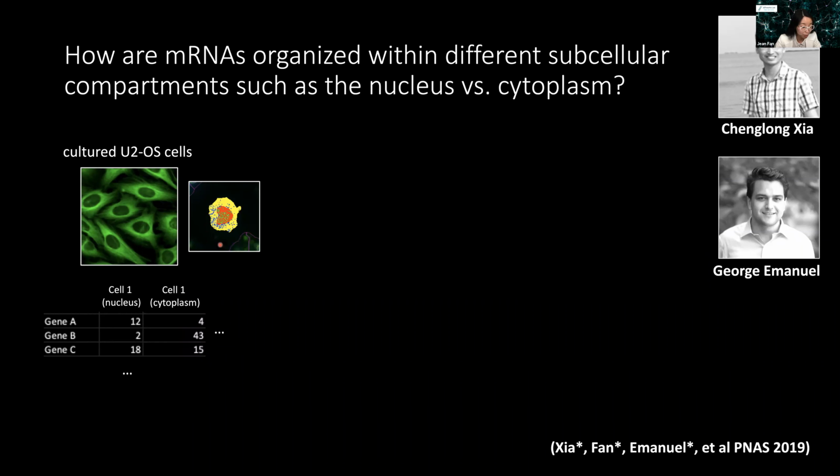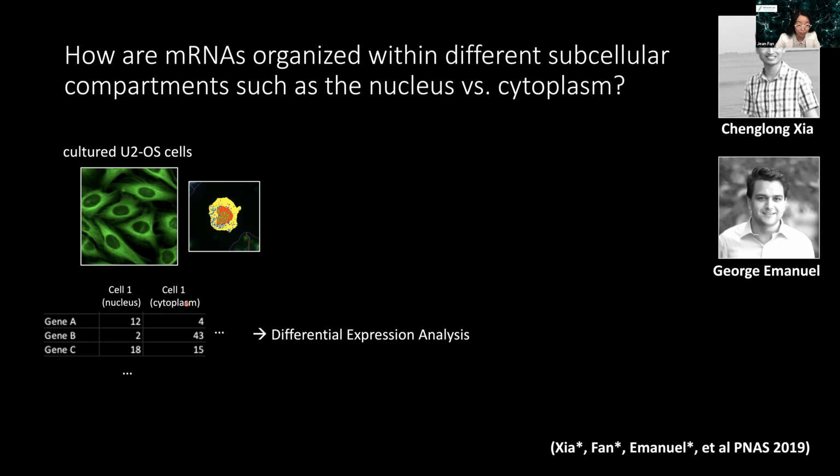Because this is an imaging-based approach, we can computationally segment the region of the cell that corresponds to the nucleus and count how many of each different gene species is within the nucleus compared to what genes are within the cytoplasm, and do this for all our cells and end up with something like this, where we have a quantification of each gene's expression within the nuclear compartment and also within the cytoplasmic compartment for all the cells that we have.